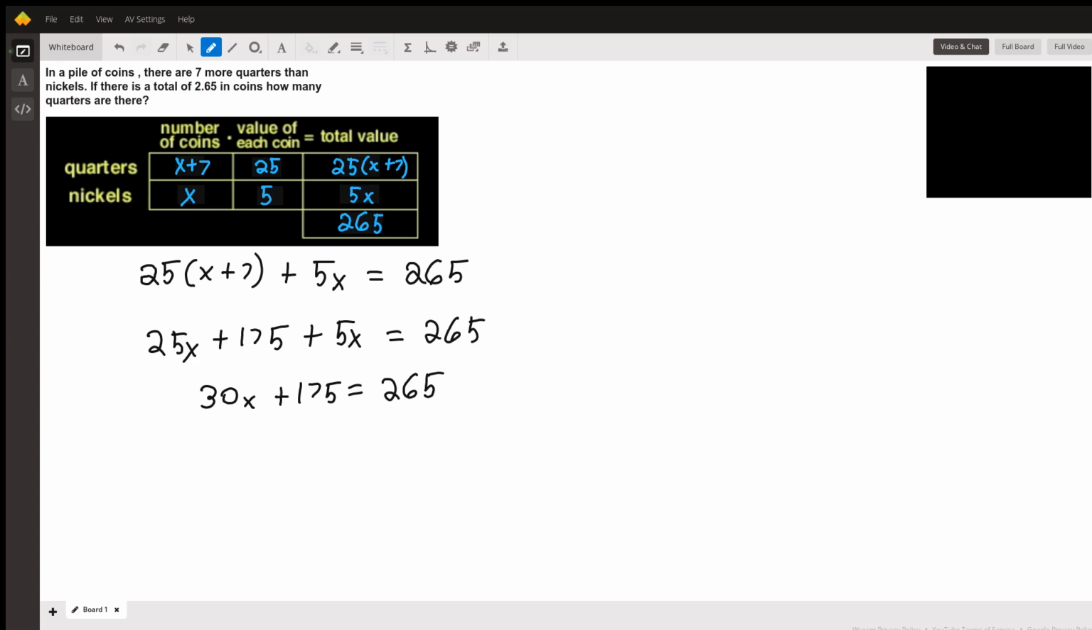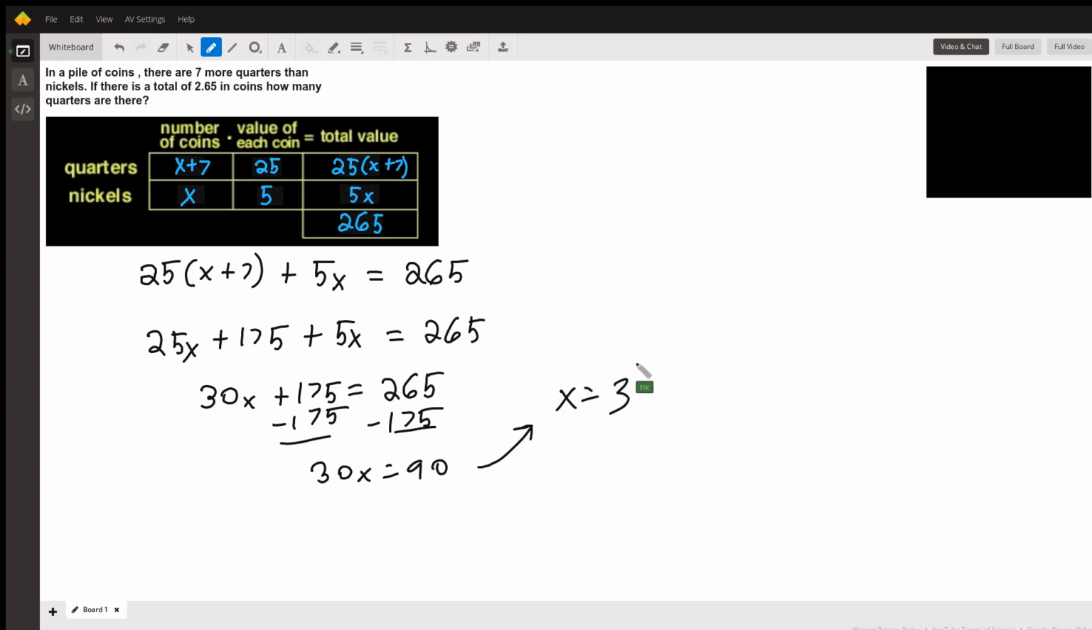Now, if we subtract 175 from both sides, 265 minus 175, we get 90. So we're going to have 30x equals 90, which means that x equals 3. If we divide both sides by 30, we get x equals 3.